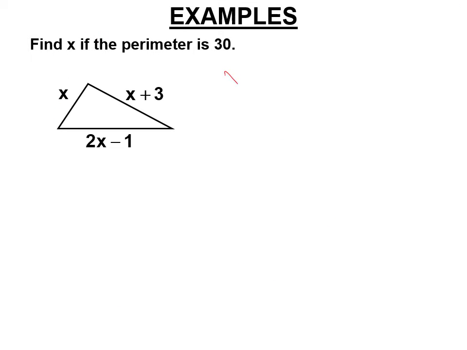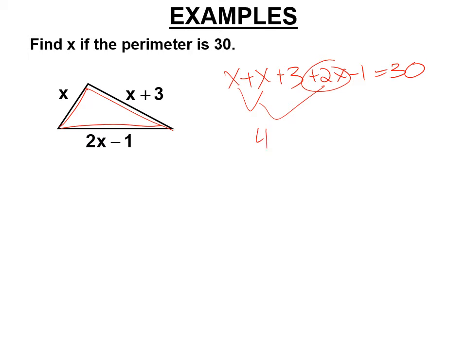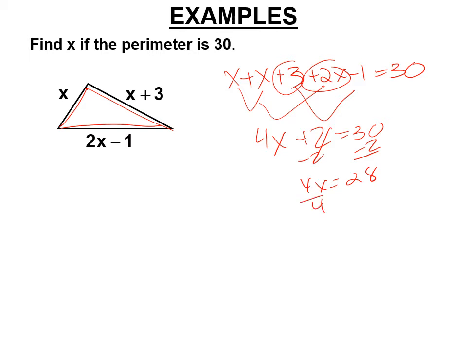Find the perimeter. So you have to add up the sides. So it's x. You can do it in any order. Plus x plus 3 plus 2x minus 1. That has to all add up to 30. So x plus x plus 2x is 4x. Right? 3 minus 1 is positive 2. 4x plus 2 equals 30. Subtract 2 from both sides. 4x equals 28. Divide by 4, and x equals 7.